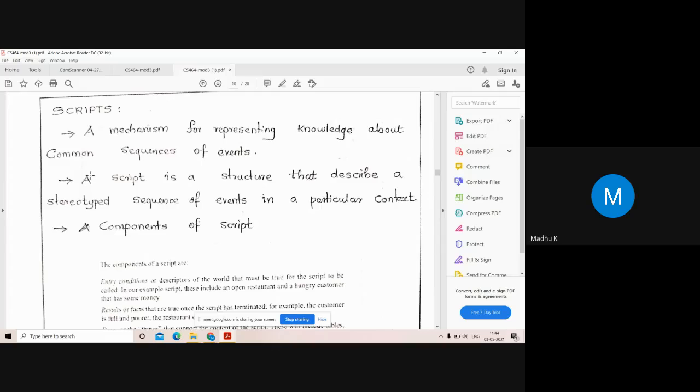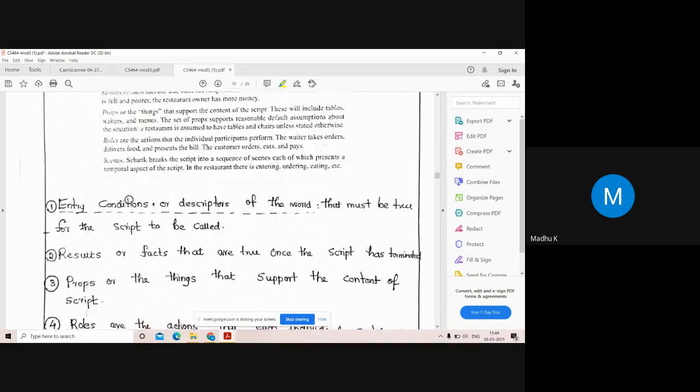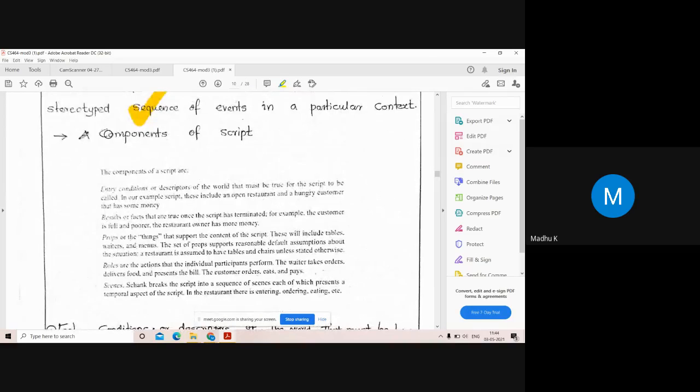Next, a script is defined in this way: a script is a structure that describes a stereotyped sequence of events in a particular context. Anyway, it's just a definition of the script. So what is the use of a script? Representing the common sequence of events.